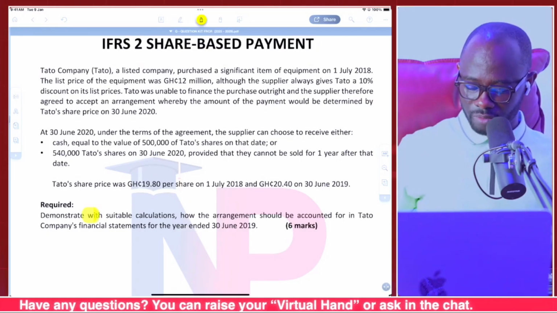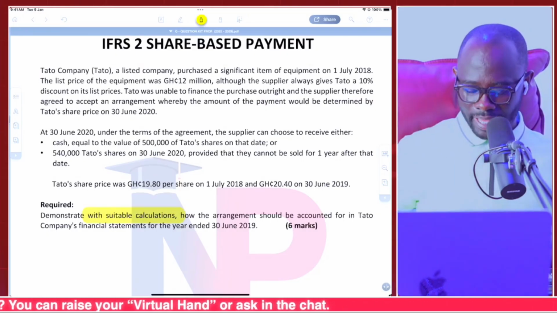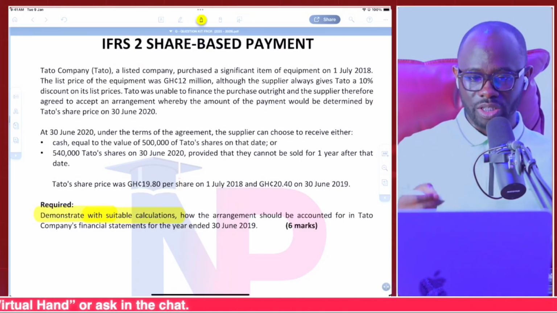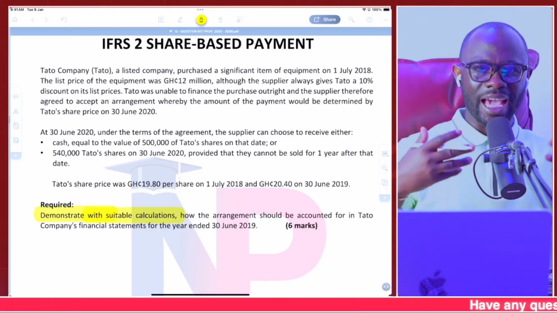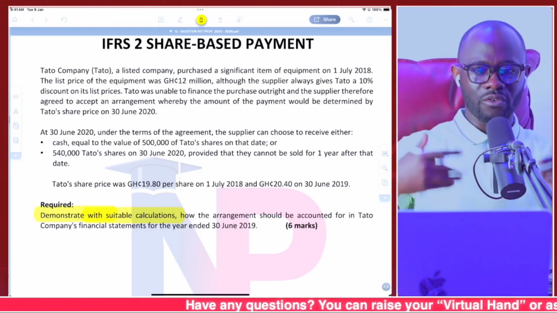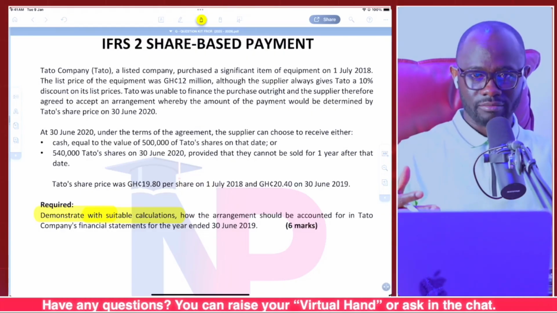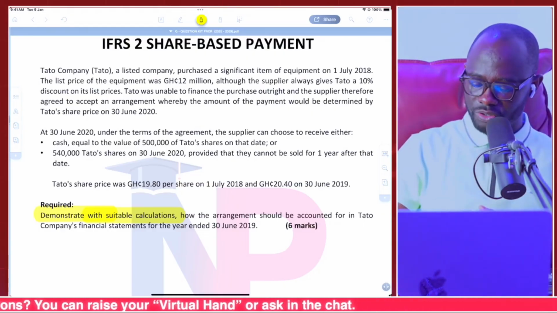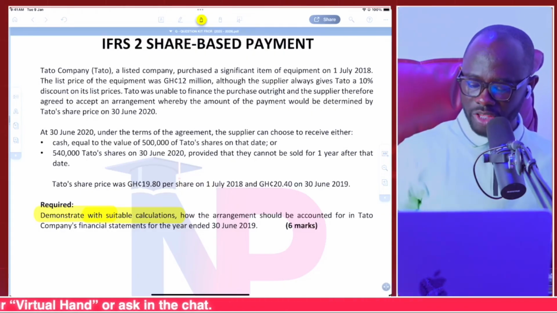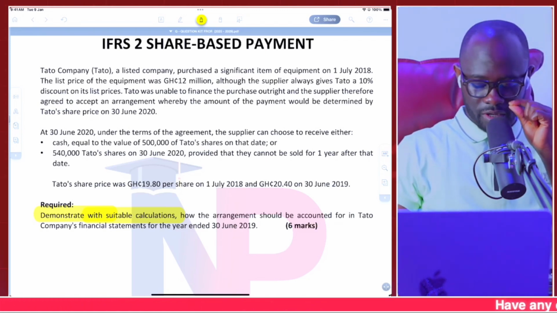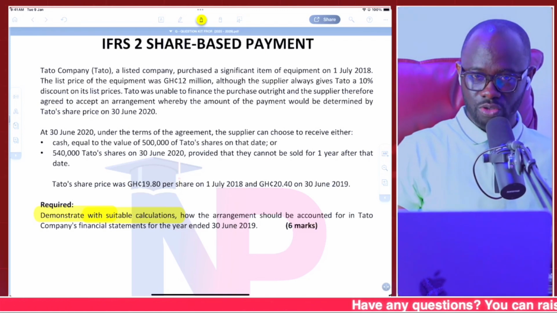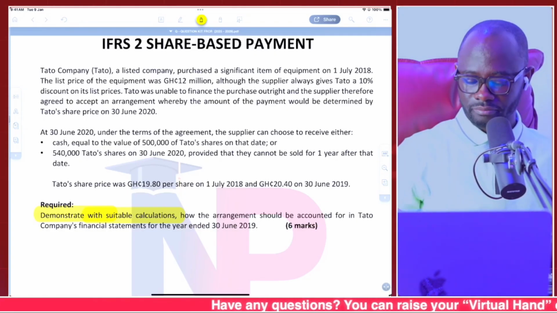Demonstrate with suitable calculations. You have to write some English here. Demonstrate with suitable calculations how the arrangement should be accounted for in Tano Company's financial statements for the year ended 30th June 2019, for 6 marks.